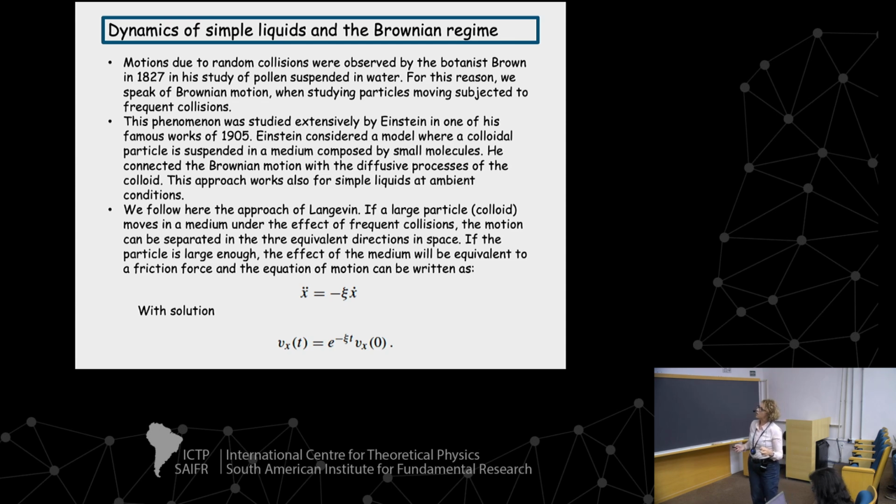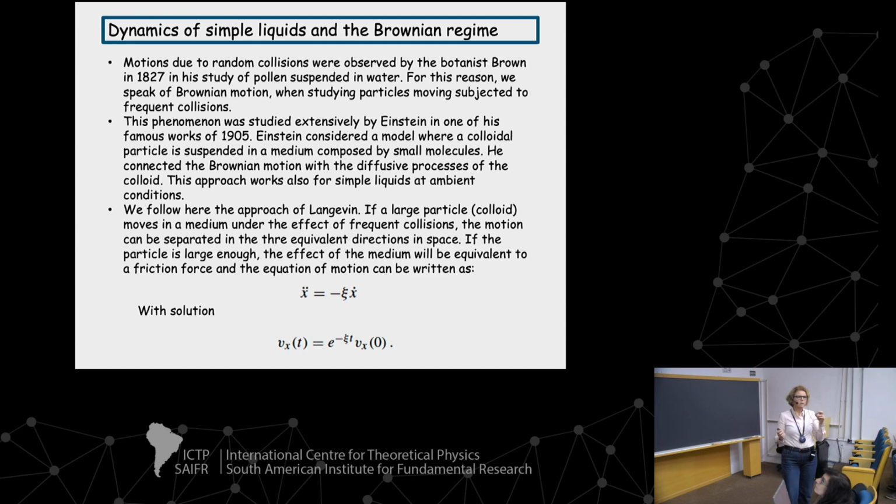If you are graduated in physics or you are an undergrad, you might have seen these Brownian models in other courses and treated in a slightly different way, because it's a random walk. So you can have several models that take you to the same results. But looking at the history, the motion due to random collisions was observed at the beginning by a botanist, Dr. Brown, in 1827, in a study on pollen suspended in water.